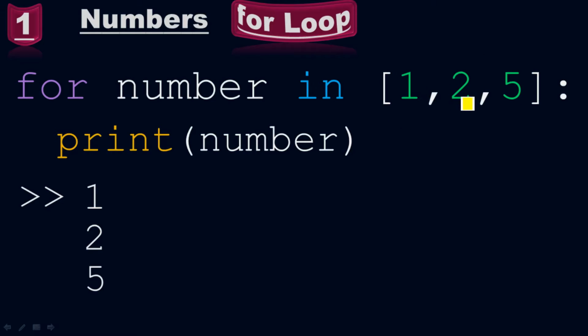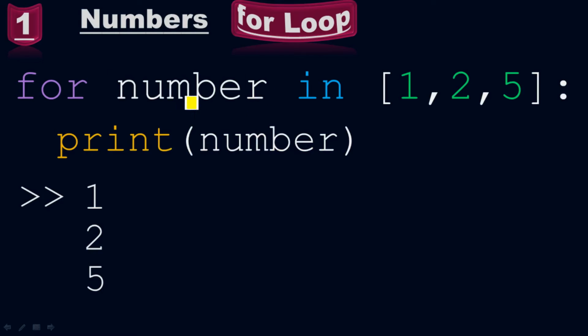1 is the number, 2 is the number, 5 is the number. If you put A here, then A shows the individual numbers. 1 is the A, 2 will be the A, 5 will be the A. It is just a simple name. I repeat: I gave number here, for number in 1, 2, 5. And then for the print function, you have to put exactly the same variable name, number.